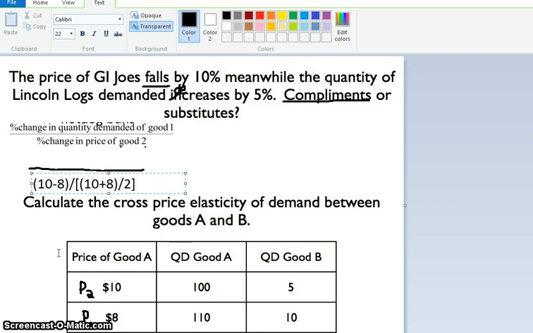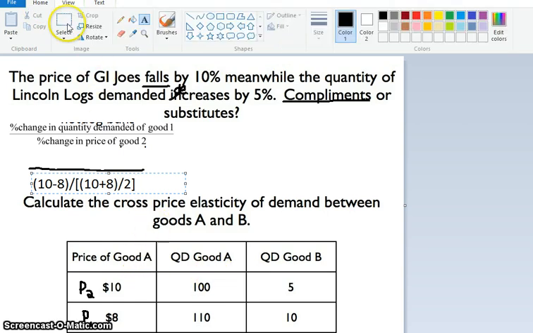Now the top becomes crucial. You got to make sure that your P2 and your Q2 align here. So my quantity demanded of good 1, well, if good 2 is A, I don't want to use these numbers here. Because if you use these ones, you're comparing the price change of good A to the quantity demand change of good A. You're not finding the cross price elasticity of demand. You're finding the price elasticity of demand of A, which will tell you if it's elastic or inelastic, unit elastic, perfectly elastic, and so on.